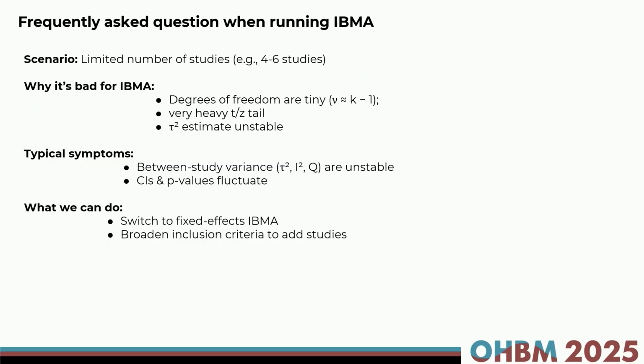The second scenario is when we have a very limited number of studies. For example, we only have 4 to 6 studies. In this case, the degrees of freedom can be very small, and we have very heavy tails for T or Z. And the tau squared, the between-study variance estimate, can be very unstable. So in this case, we should switch to fixed effect IBMA, or we should broaden our inclusion criteria to add more studies to gain more power.